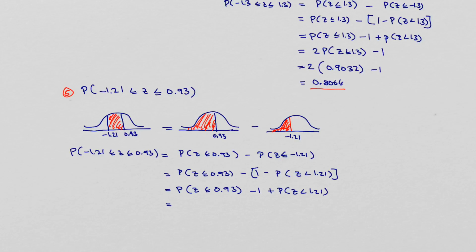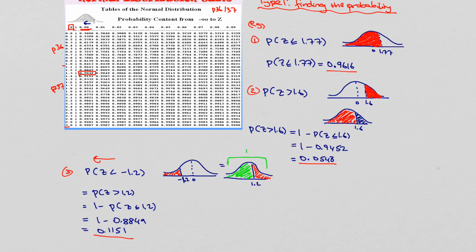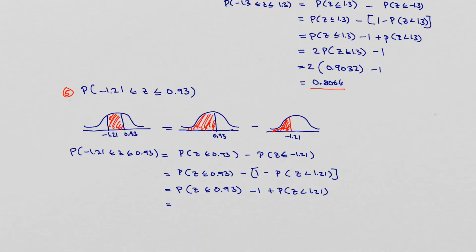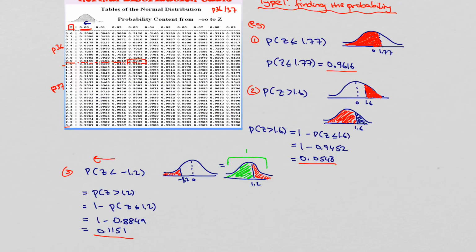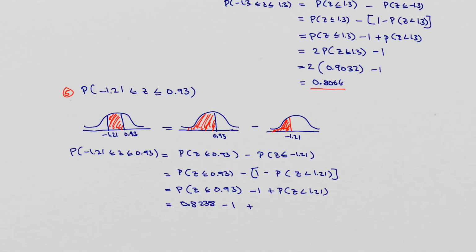So we then go back to our tables to get the probability that Z is less than 0.93. So again, just remove the last one. So 0.93, well there's 0.9, and now I have to go out to get my 0.3. So that's 0.8238. Minus 1 plus the probability that Z is less than 1.21. 1.2 is there, and if I go out, did I get 1.21? So that's 0.8869.